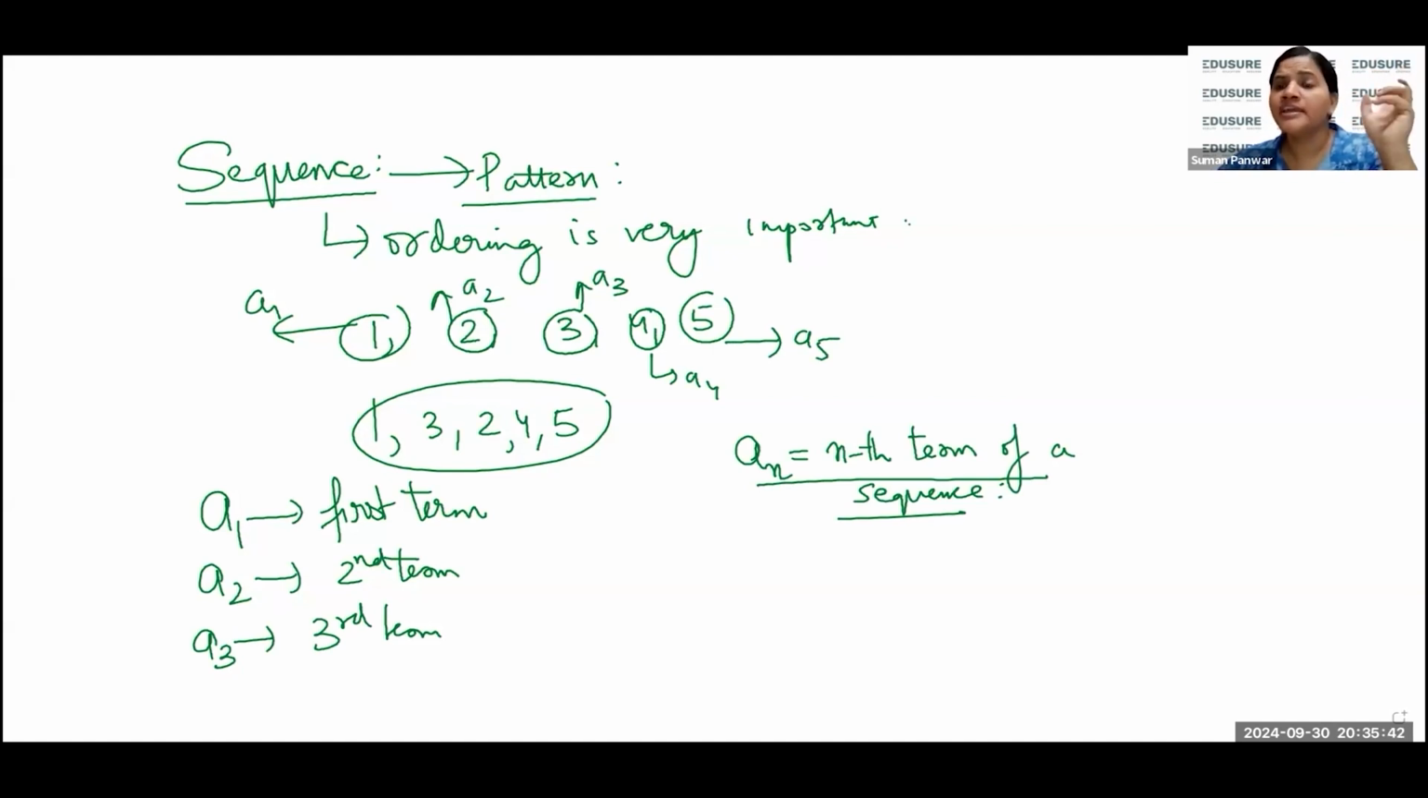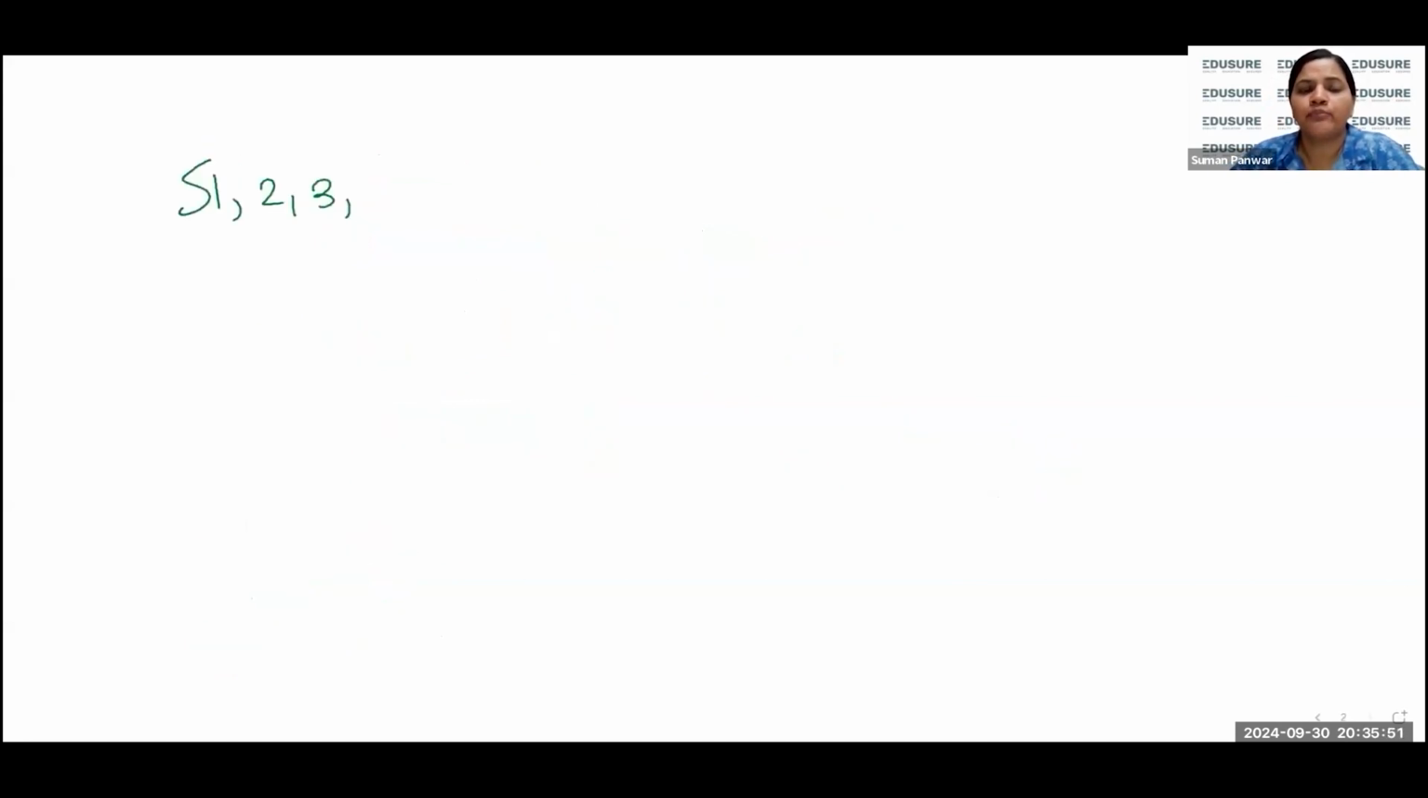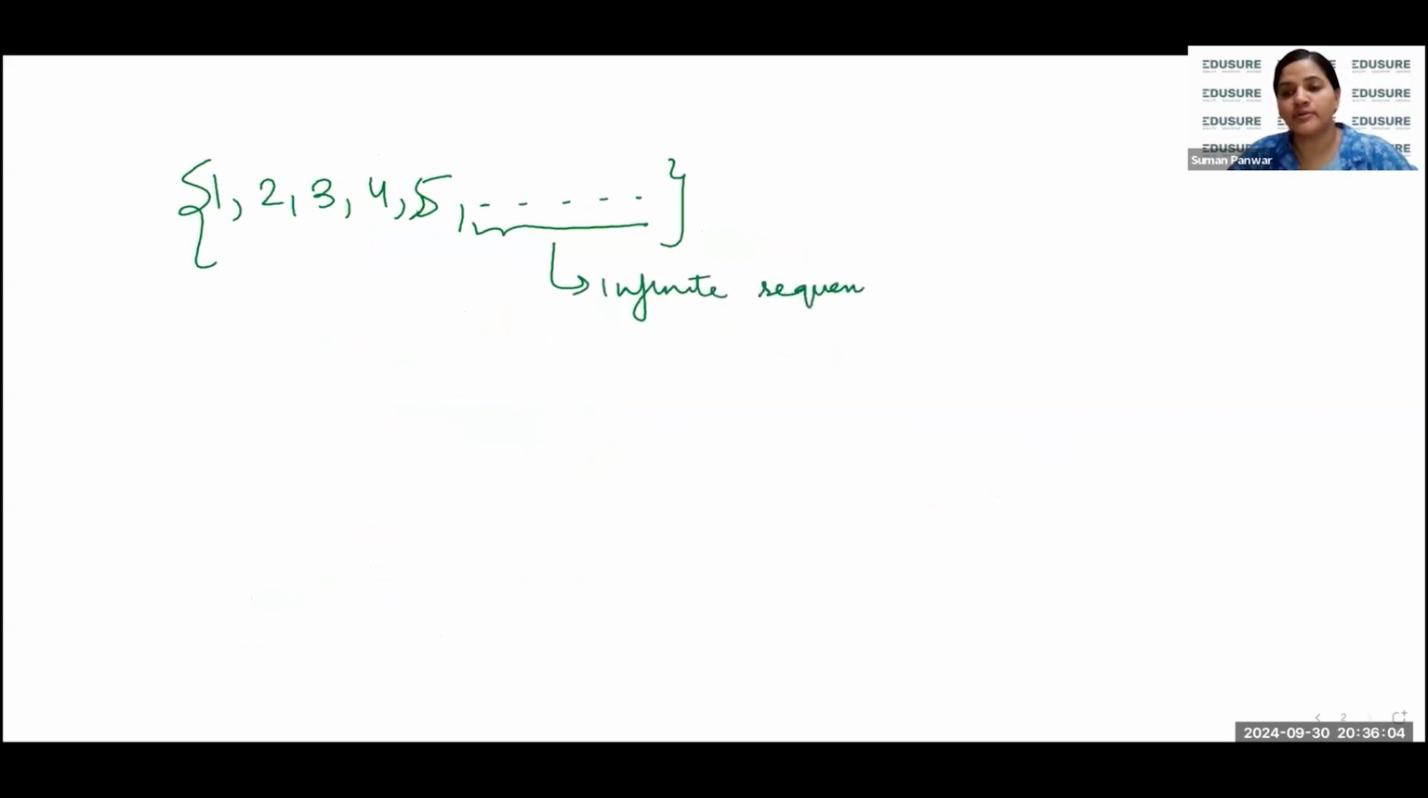Okay, so for example, suppose I give you a sequence like this: 1, 2, 3, 4, 5, and so on, inside curly brackets. When I say so on, there are dots. That means my sequence is an infinite sequence. Infinite sequence means I will not stop the sequence. It will go on and will not stop at any point. We are mostly interested in infinite sequences because it is very easy to identify a pattern or judge a finite sequence. The only problem occurs when we have an infinite sequence.